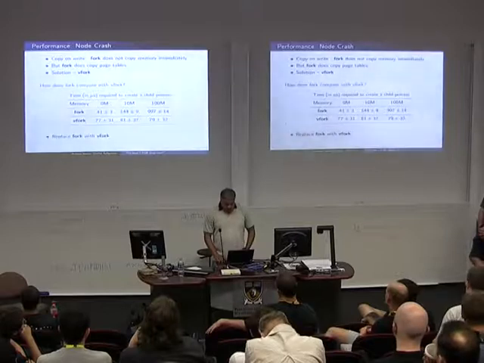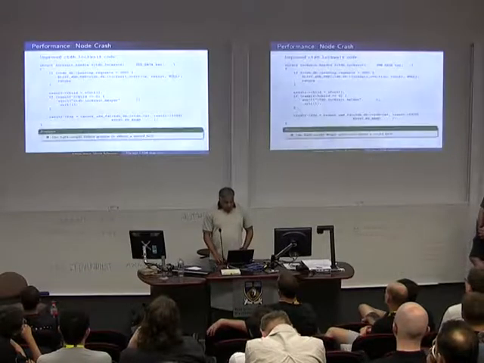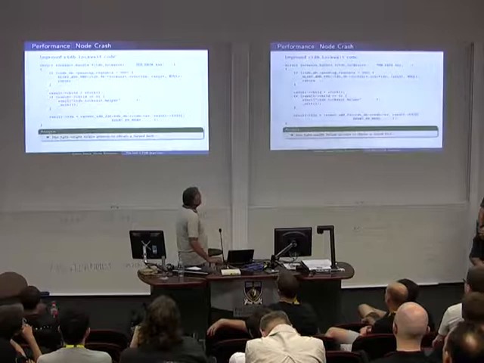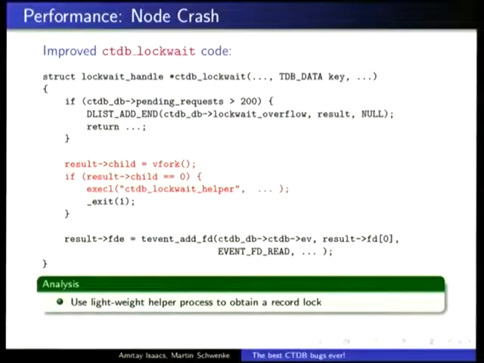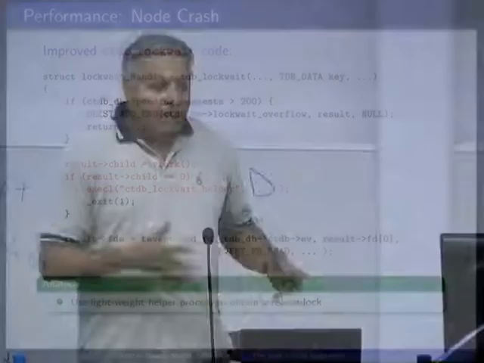So replace fork with vfork. Now this is how the code looks. The only thing is, with vfork you have to do an exec. So we create a lightweight helper process which actually obtains the lock. Okay, so far so good. So this stopped the node from crashing.